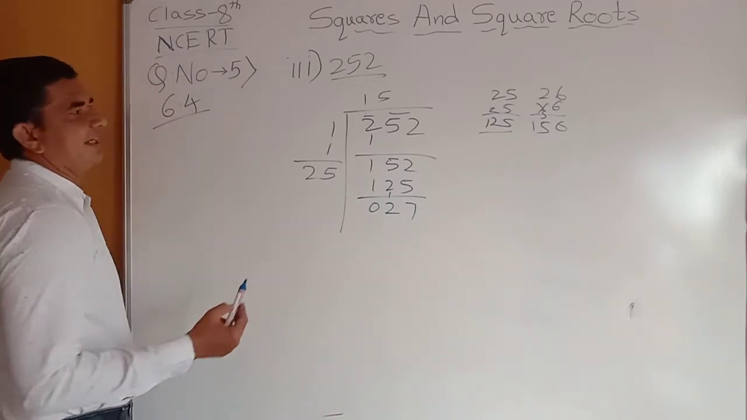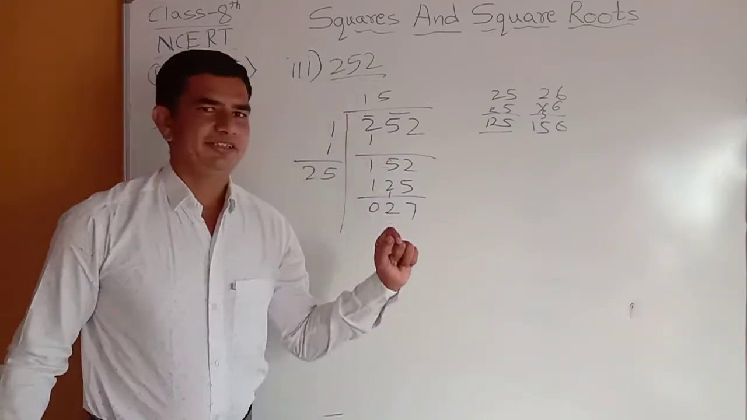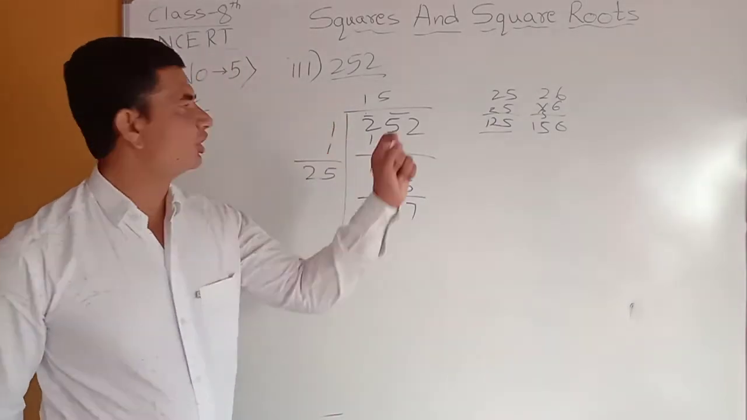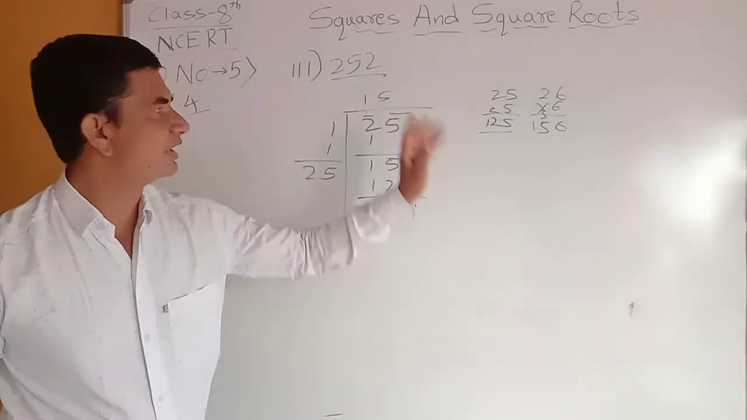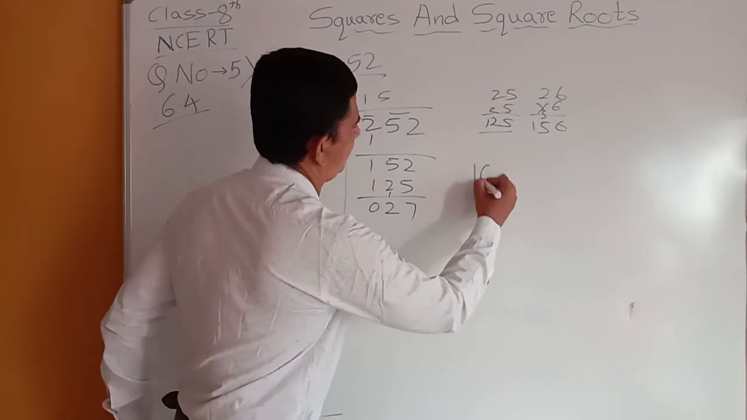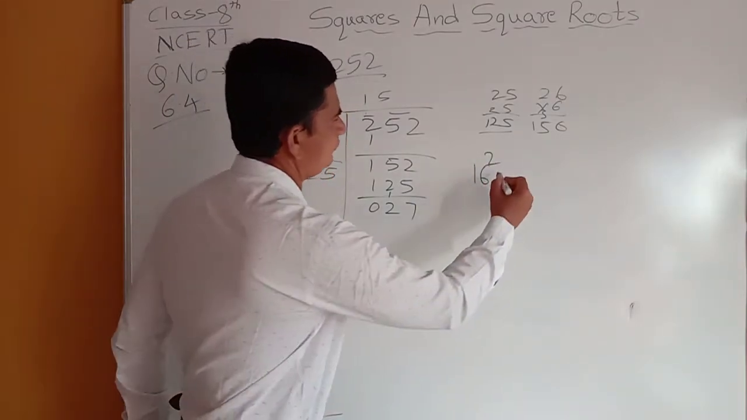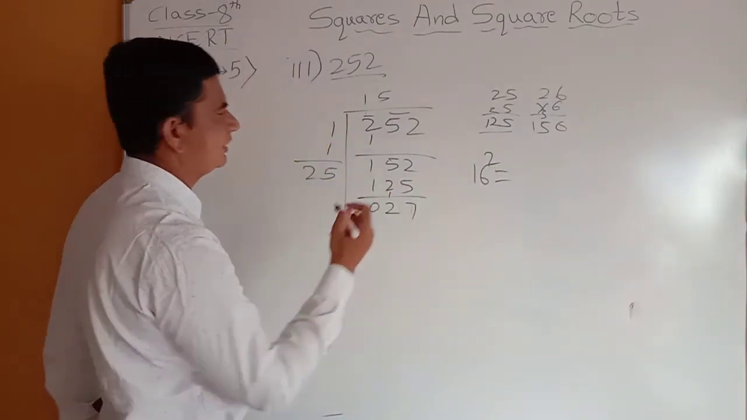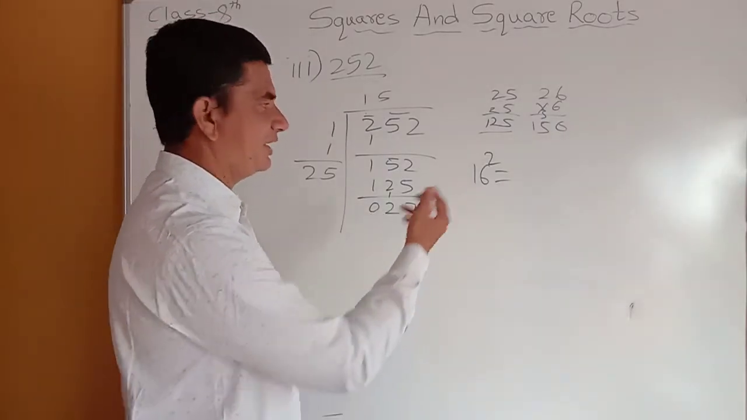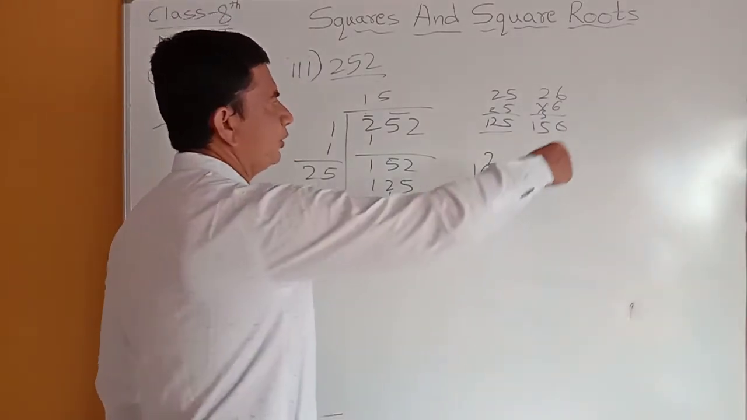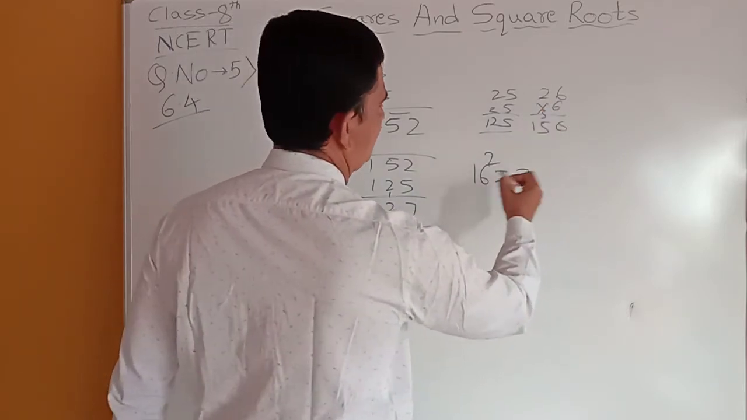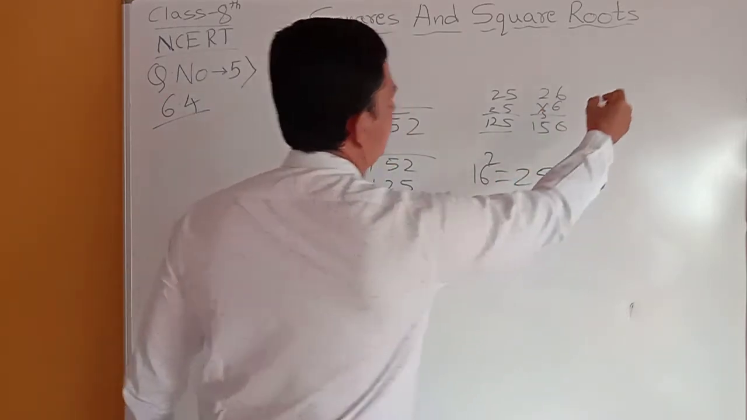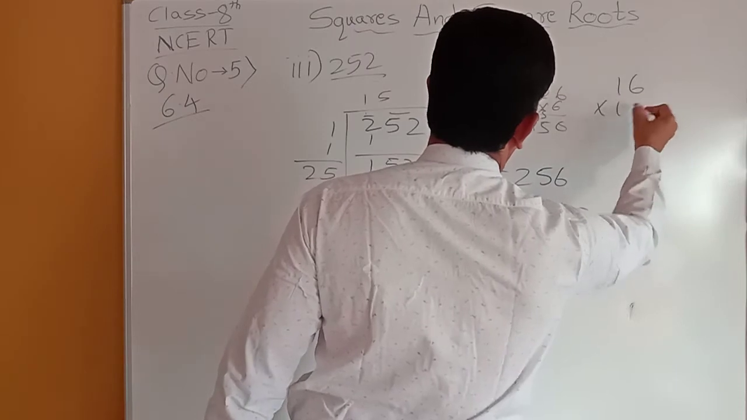So if you do 15 square, that number is smaller than 252. So which number do we have to take? The next number after 15, that is 16 square. If you know 16 square, you can take it directly. Otherwise, you can multiply in rough. So 16 square is 256. I will write here, now I will multiply and check.